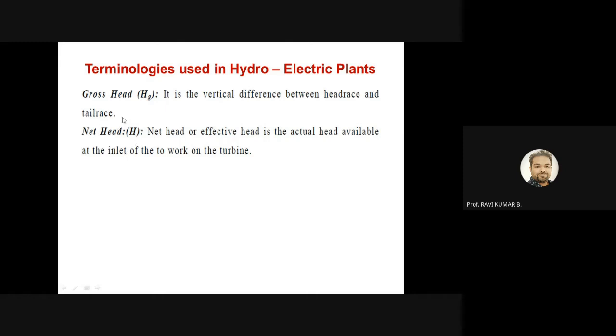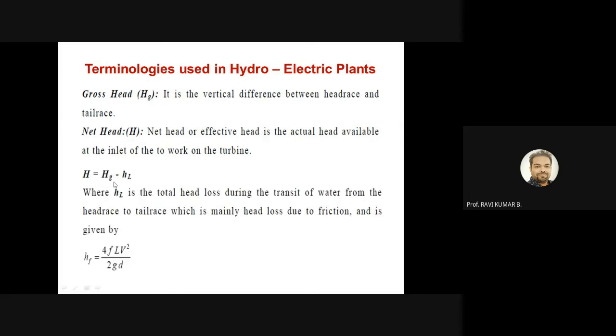The difference between these two is called gross head. Net head is the useful head, which is available for converting into mechanical energy. It is also called effective head, the actual head available at the inlet of the turbine. From here you can easily identify that the gross head value will be higher than the net head, and you get the net head only after reducing the major losses in the piping system. So net head H is gross head Hg minus HL, the head loss. You have to subtract the head loss from the gross head to get the net head available.